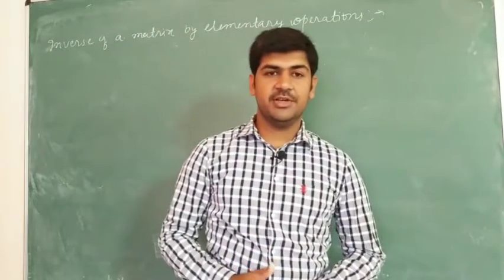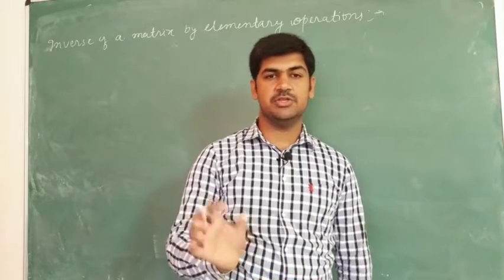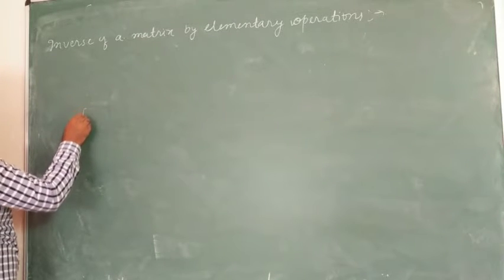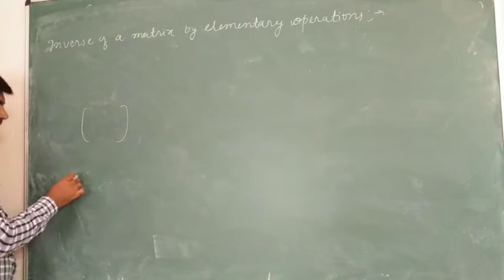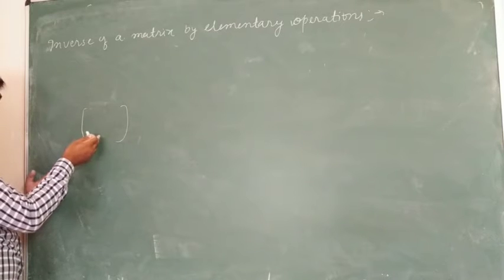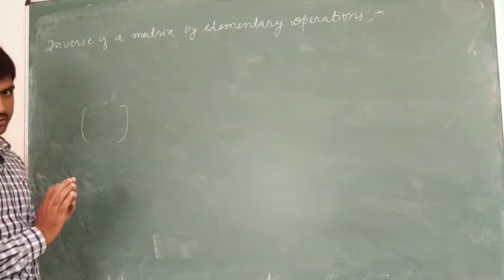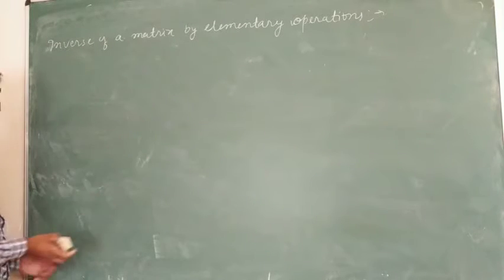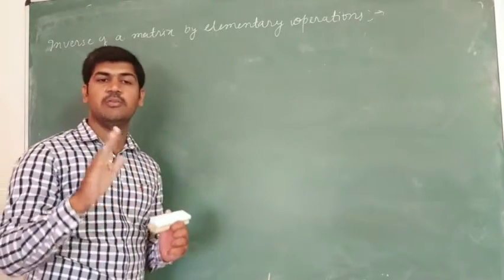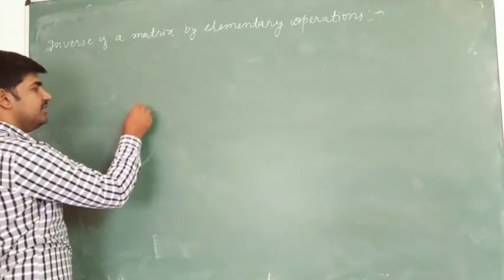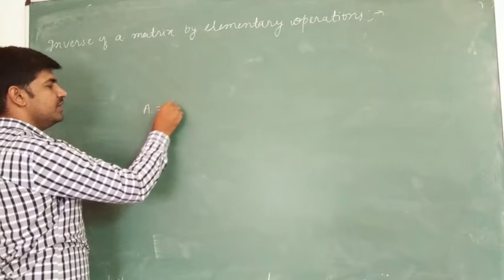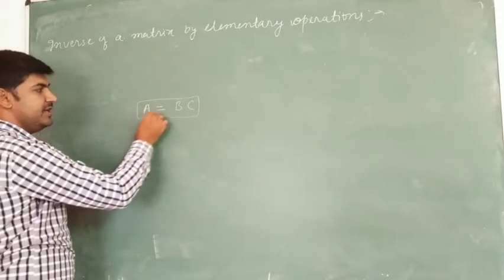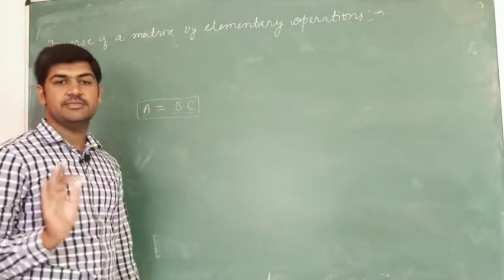For the inverse of a matrix by elementary operations or transformations, students, you need to keep one fact in your mind. So far you have learnt how to apply elementary operations or transformations on a particular matrix. Now, those elementary operations or transformations can also be applied on a matrix equation. Matrix equation means an equation of this form, suppose A is equal to B times C. This is a matrix equation where A, B and C are three matrices.